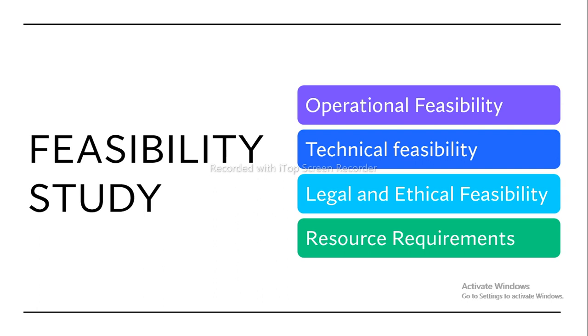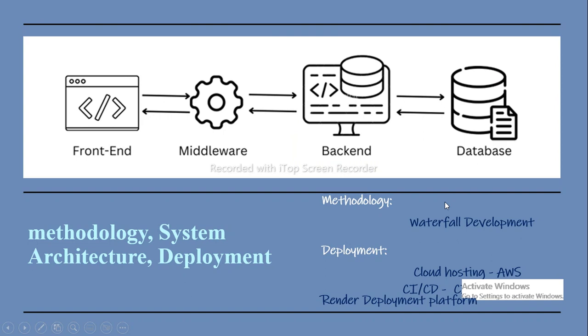Now the third point, which is legal and ethical feasibility. The system is supposed to use the weather data gathered by the Sri Lankan Department of Meteorology. Therefore, it complies with legal and ethical standards, so there's no doubt in legal and ethical feasibility. When it comes to resource requirements, knowledge in React.js, Node.js and MySQL, RESTful API development and also the AWS cloud is important. Okay, let's move to the next slide.